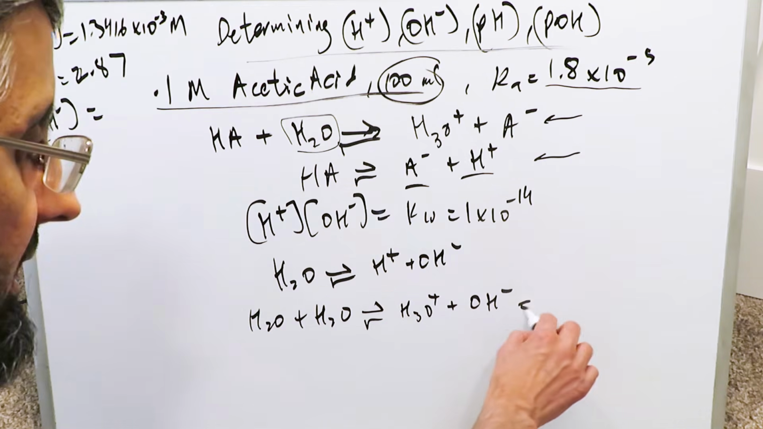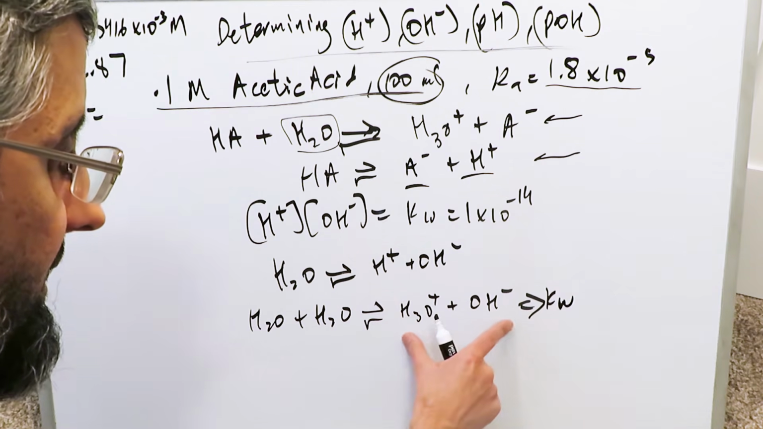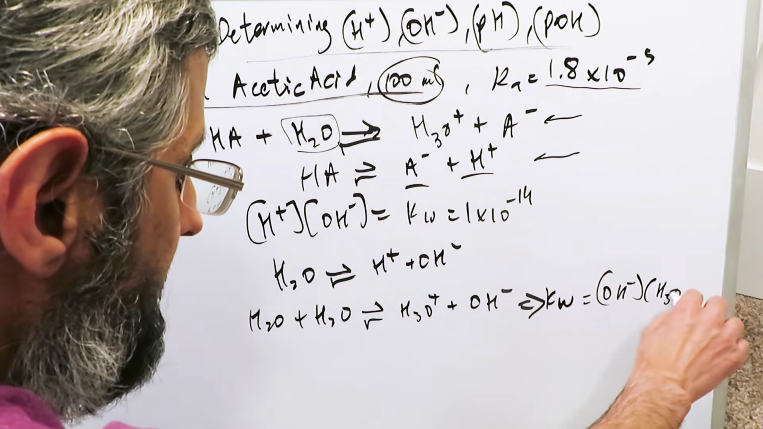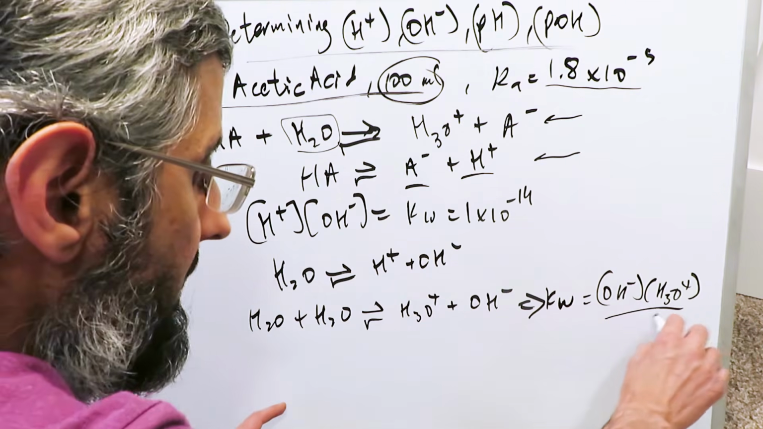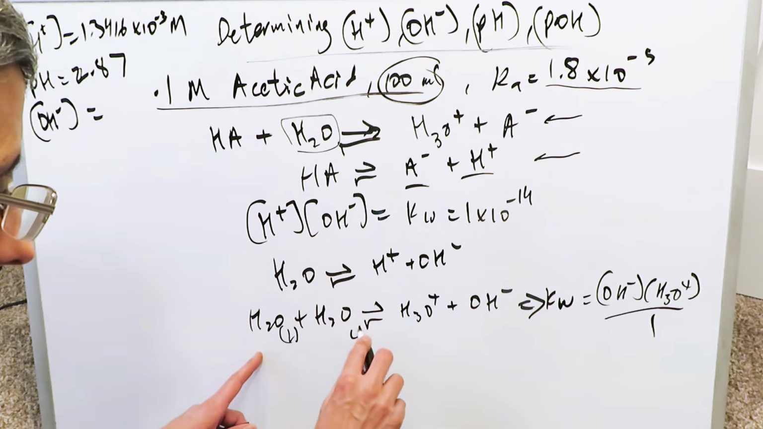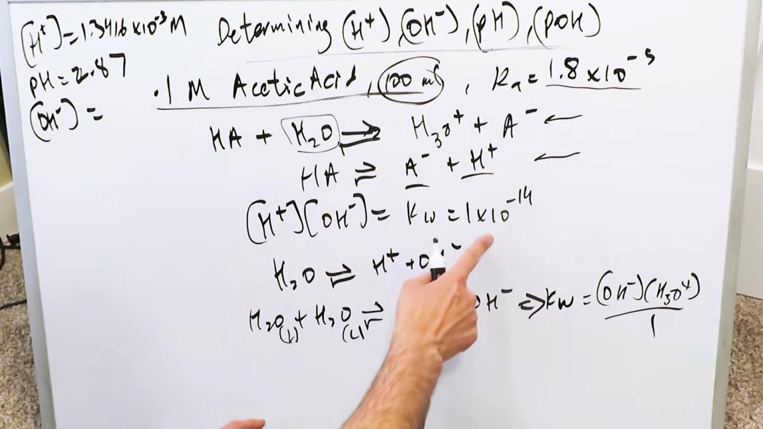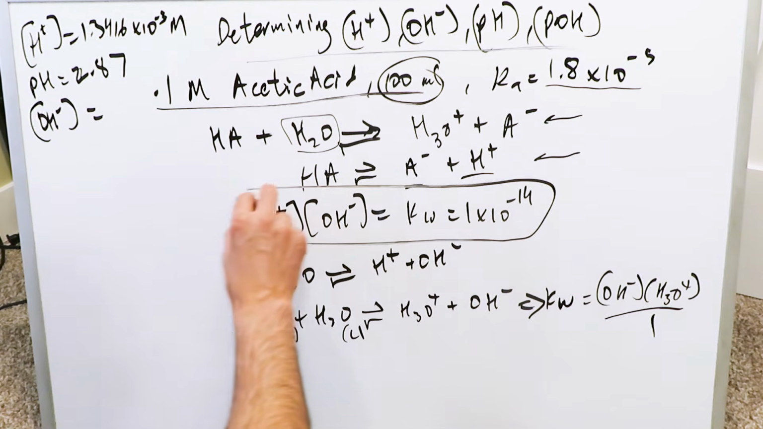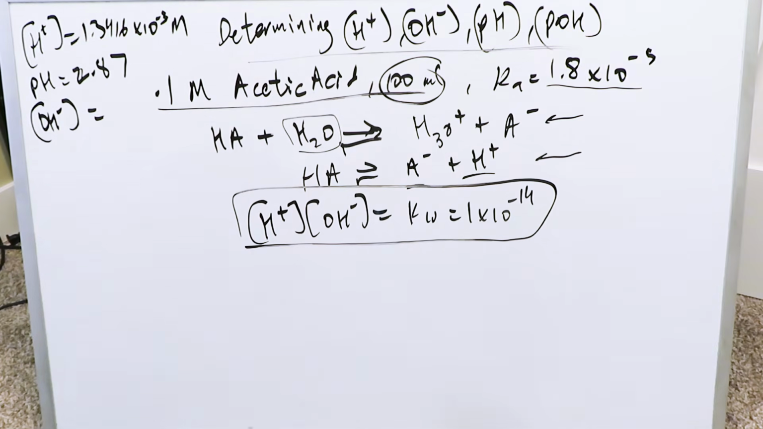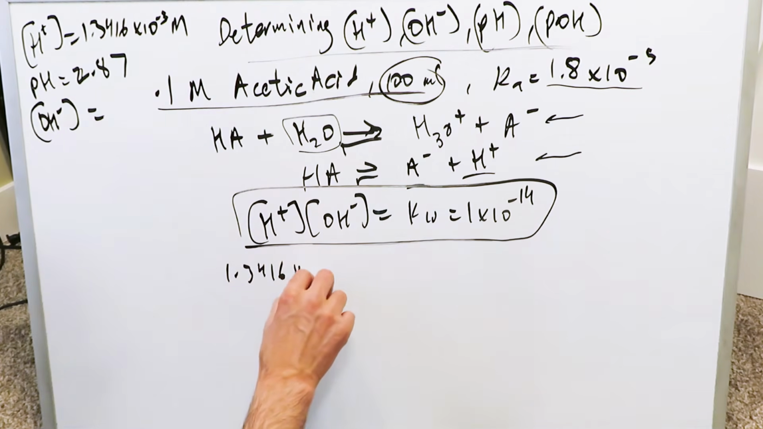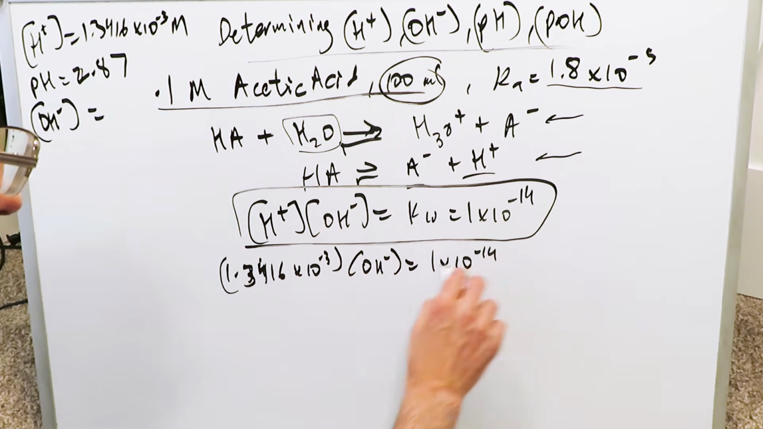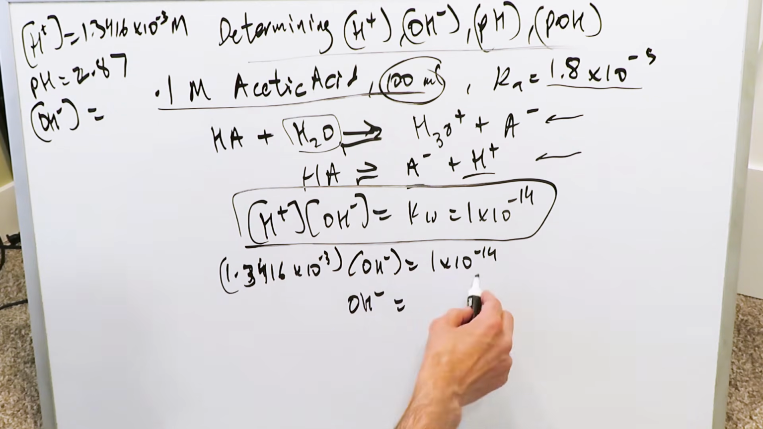It works because when you do the Kw for this, it's equal to that. You have OH minus times the H3O plus, which is synonymous with the hydrogen ion, over 1, because waters are not included in the equilibrium expression. Pure liquids and pure solids are not included. It's over 1. All of this is equal to this. Hence, we have this expression which works very well. If I know one, I know the other by means of simple algebra. I know the hydrogen ion has been determined. It was 1.3416 times 10 to the minus 3 times OH minus is equal to 1 times 10 to the minus 14, and then OH minus is equal to that divided by that.